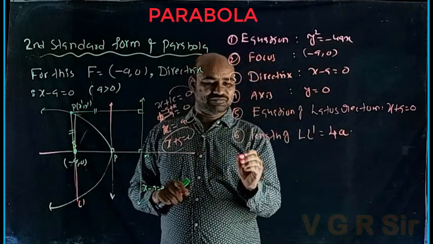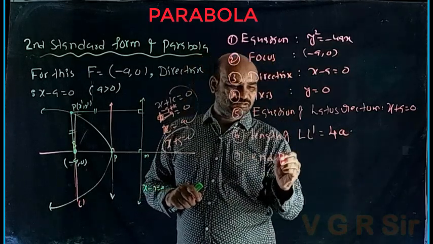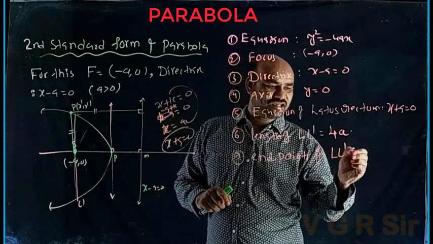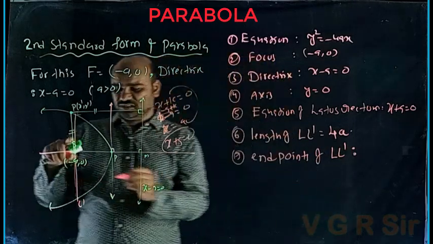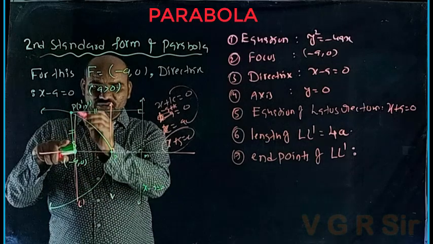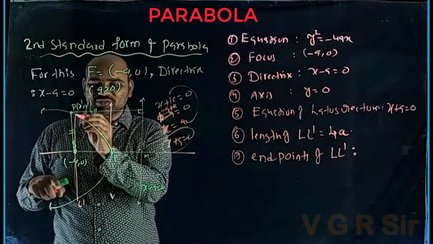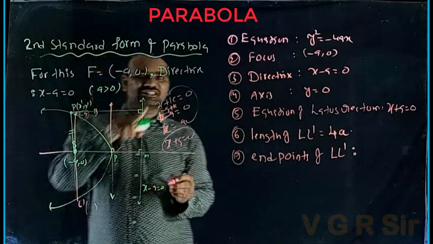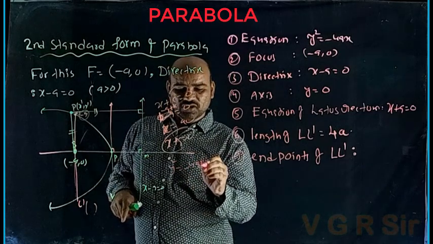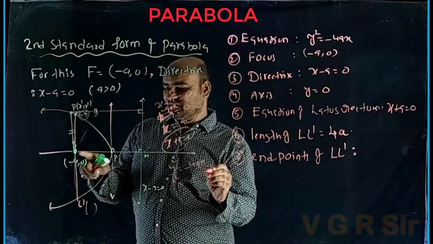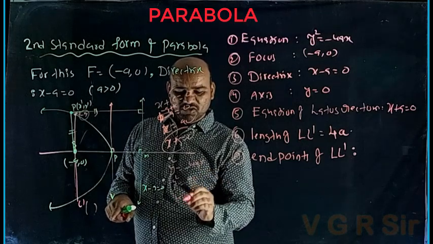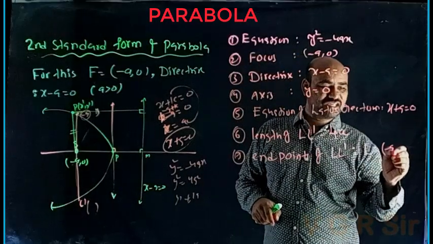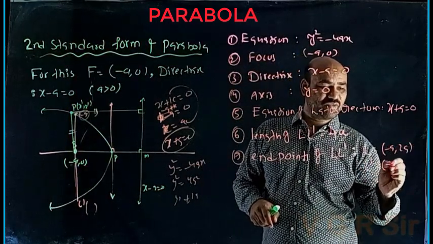Endpoints of latus rectum, LL dash. I will write like that. Endpoints now: this is a vertical line, so every point on the vertical line is of the form minus a comma something. This also minus a comma something, this also minus a comma something. Substitute minus a in this equation, y square equal to minus 4ax. So y square equal to, instead of x you write minus a, totally 4a square. So y equal to plus or minus 2a. So L equal to minus a comma 2a, L dash equal to minus a comma minus 2a.